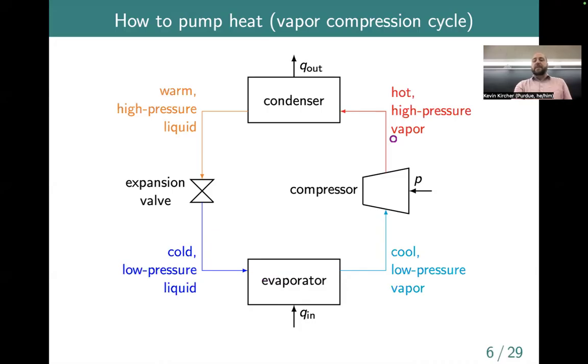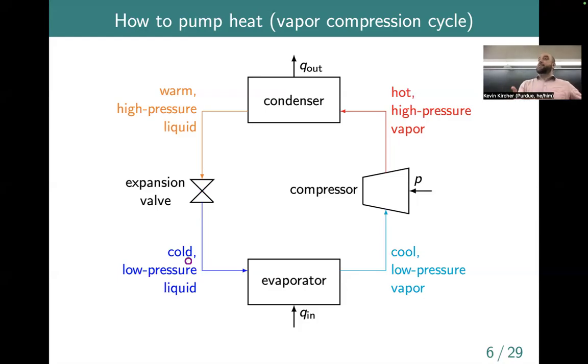So we can look at the different states here. After leaving the compressor, we have hot, high pressure vapor, high pressure gas. That flows through a condenser and we undergo a phase change and, in general, typically a temperature drop. So all that high pressure vapor condenses into liquid and also cools down somewhat. We flow through the expansion valve and we get low pressure and very cold liquid.